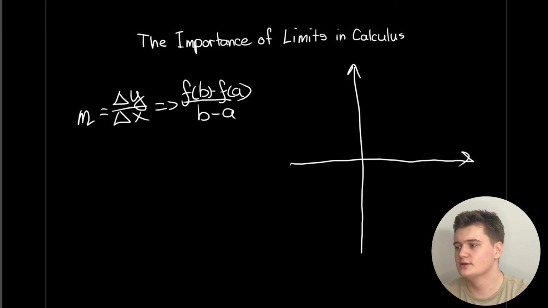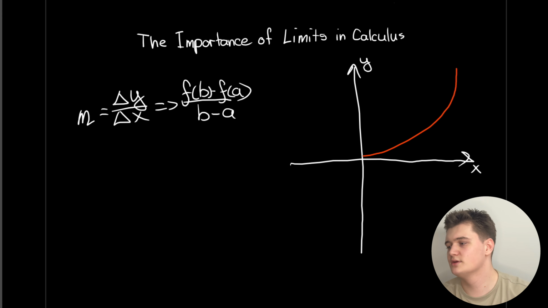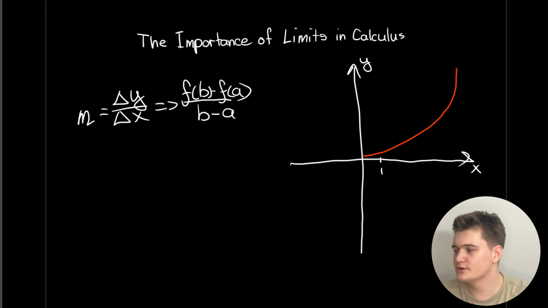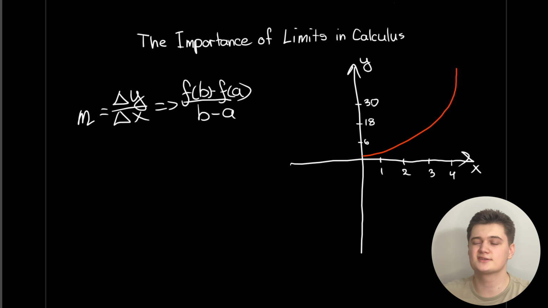Imagine you have this function. Let's say it goes this way. Make sure to label the axes. And you want to find the average rate of change between 2 points, right? Let's say this is 1, this is 2, this is 3, this is 4. Let's say this is going to be 6, this is going to be 18, this is going to be 30. Just an example. So when we have x equal to 2, our y is 6, right?